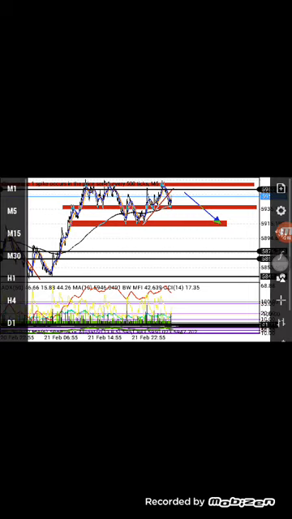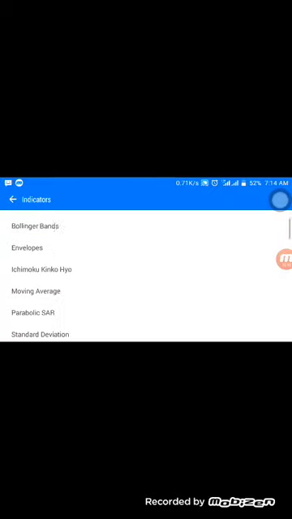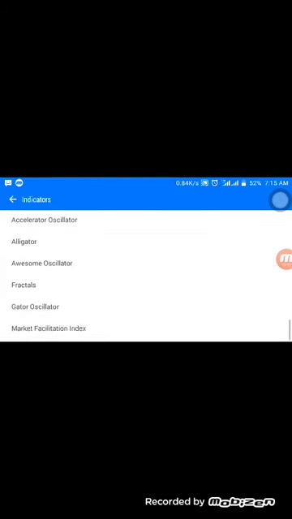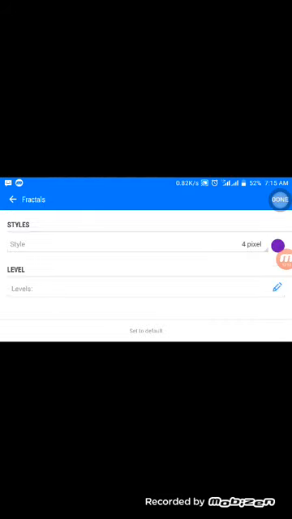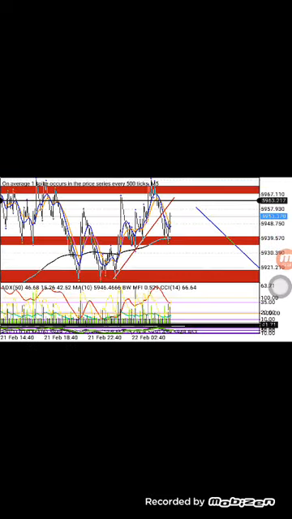Let me now add something to make you understand that, to make you see the levels. Let us add to our main chart. Just add fractals. These fractals are just to help you start seeing the levels. Anyway, I don't use it actually. I just want to show you something there. Okay, I've added fractals to it, but it is too small.